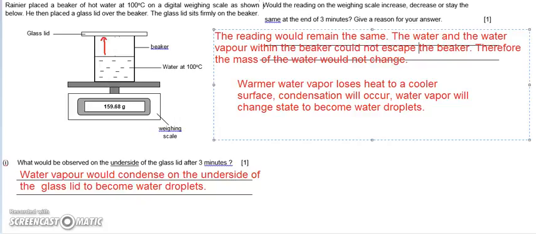Okay, so that means in the previous question we saw that the water in the beaker actually became lesser because the water evaporated into the atmosphere. But in this case, the lid prevents it from escaping, and the water keeps dropping back into the beaker. Therefore, there would be no change of water volume, and there would be no change in mass. So the reading here would remain the same.